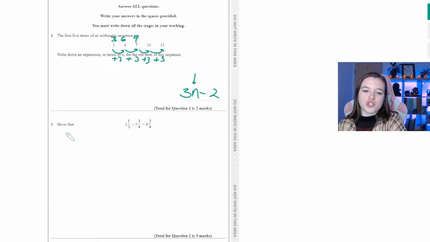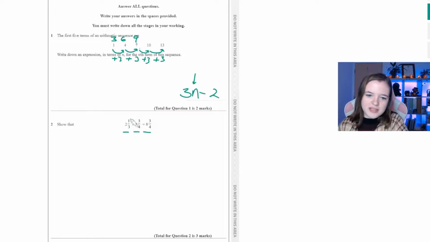Question 2. Show that 2 1/3 times 3 3/4 is 8 3/4. Okay, so whenever you see mixed fractions on your paper, get rid of them. You can't work with mixed fractions. Well, technically you can, but you don't really want to. Just make it a nice blanket rule: get rid of mixed fractions.